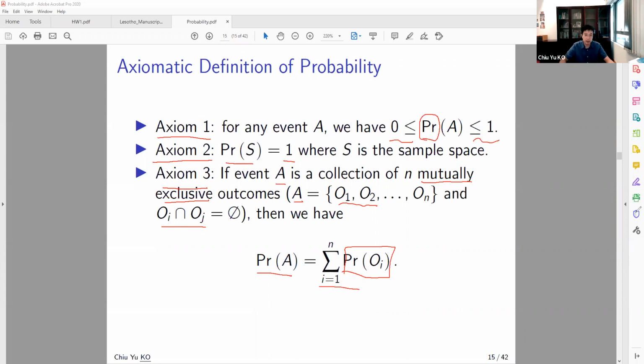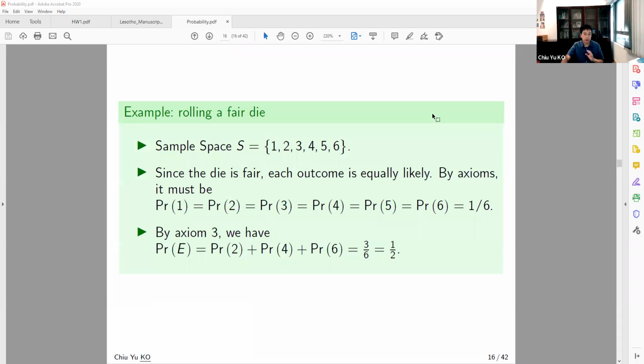Okay, just to repeat again: probability must be between 0 and 1, and the probability of the whole sample space is 1. If an event consists of outcomes that are mutually exclusive, then the probability of that event will be the sum of the probabilities of the outcomes that constitute it. Okay, I assume there's no problem because I saw no questions. But let's go into the next one.